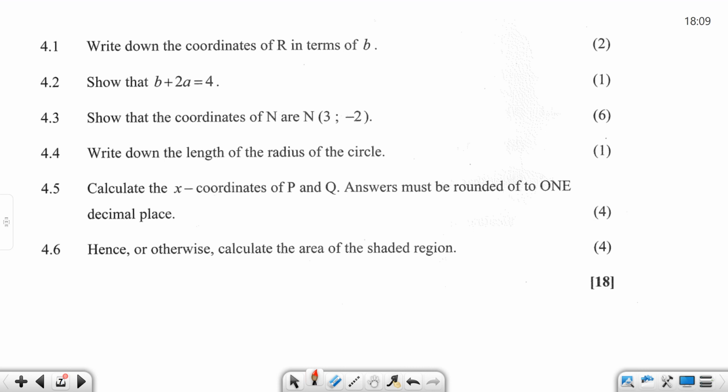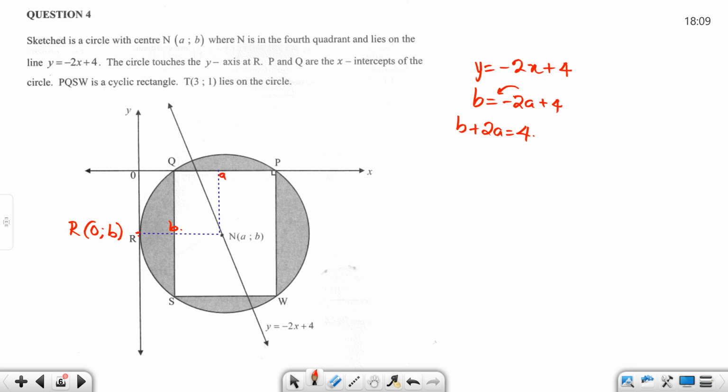Show that the coordinates of N are 3 and negative 2. Okay, it means they want us to get the value of A and the value of B. Okay, let's see. Since it is a circle, we know the equation of a circle, right? What's the equation of a circle? X minus A squared plus y minus B squared equals R squared. Your X and Y is a point on the circle where A and B are the center of the circle. Do we have a point on this circle?